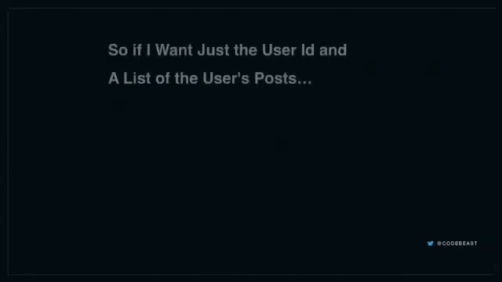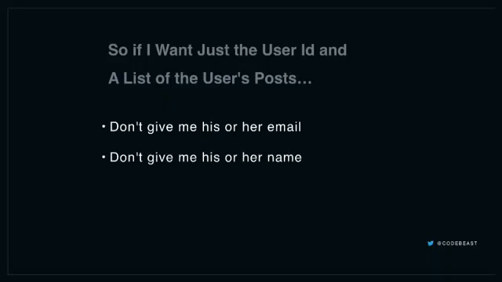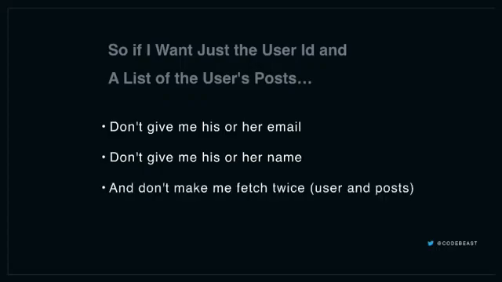So I'm basically saying if I need a user ID and the user's posts, don't give me the user's email, don't give me the user's name. Just give me that ID and the user's posts that I asked for. I'm basically asking, how can I ask a server to just give me particular information from the database without requesting every other piece of data that is not needed?